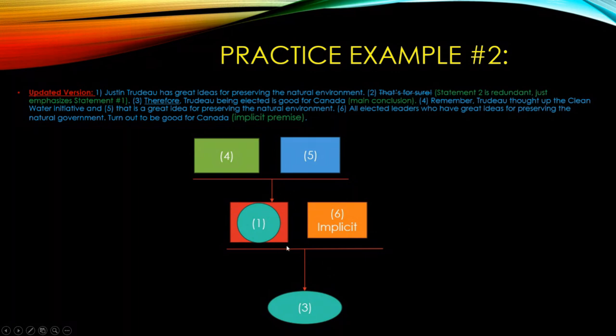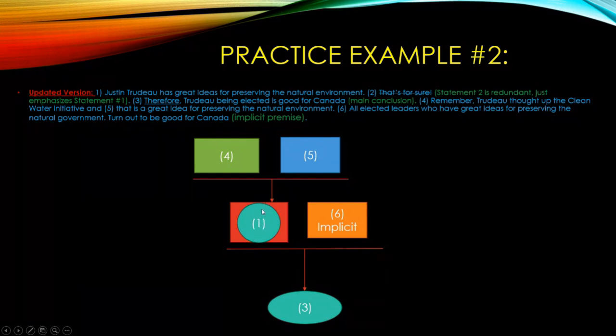But as the sub-conclusion of a sub-argument, okay? And statements 4 and 5 are premises in squares that are dependent premises on each other, whereby together we can logically infer the truth of the sub-conclusion, statement 1, about Trudeau preserving the natural environment. Why do we believe that Trudeau is good for preserving the natural environment as a sub-conclusion? Well, because he thought up the Clean Water Initiative Act, and the Clean Water Initiative Act is a great idea for preserving the natural environment. Therefore, sub-conclusion, Justin Trudeau has great ideas for preserving the natural environment.